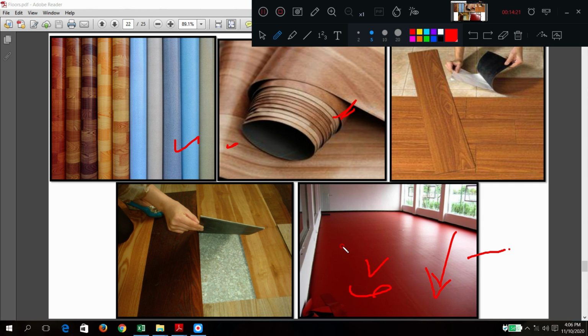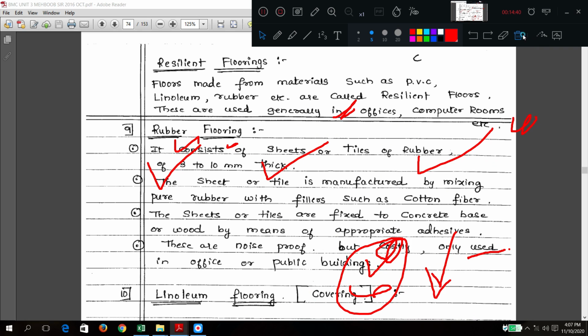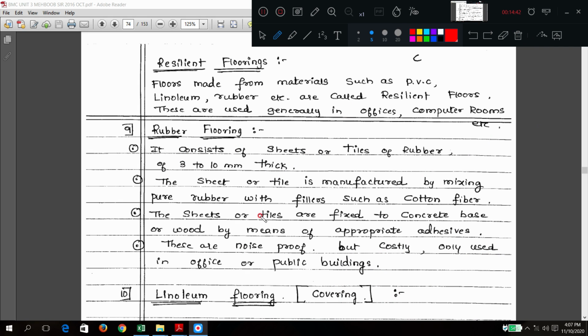So remember one thing. These are all resilient floors. Rubber, PVC, linoleum, different types of materials are used. This is not linoleum, but I just marked it there. Linoleum may appear like this. So these are the resilient floors. What is there in rubber flooring? Rubber flooring consists of sheets or tiles of rubber. That's all. So how is it fixed? Very, very important. The floor is there.